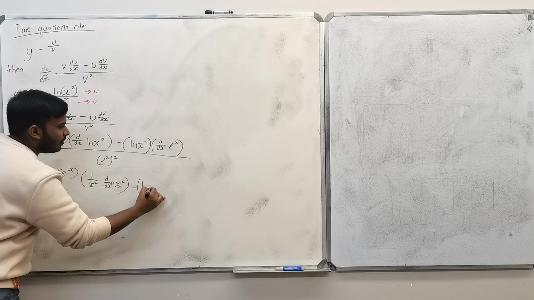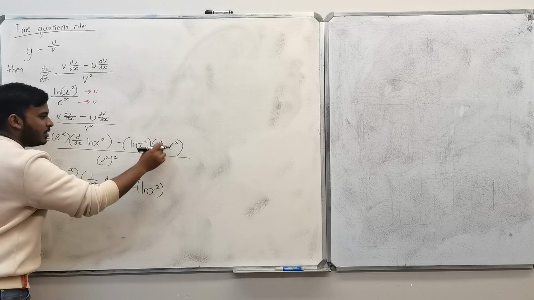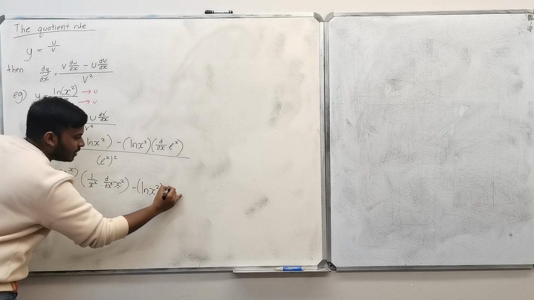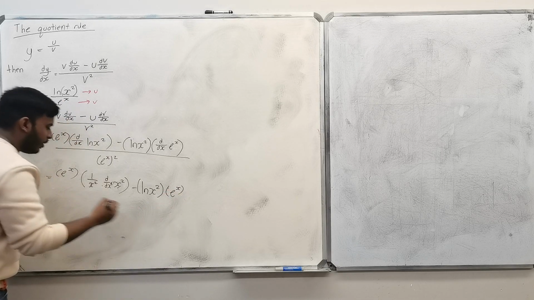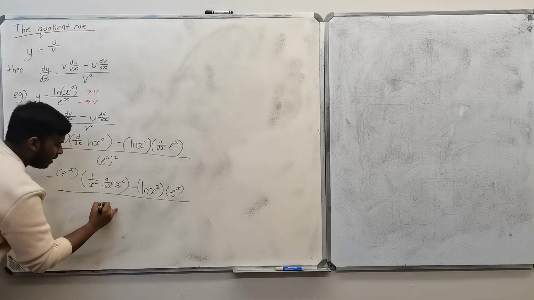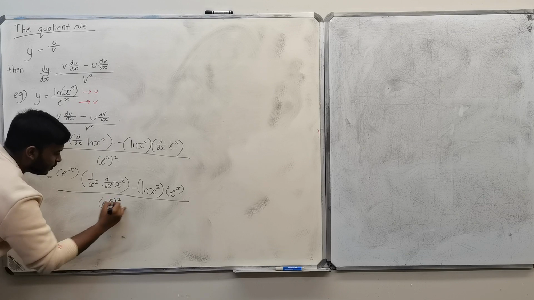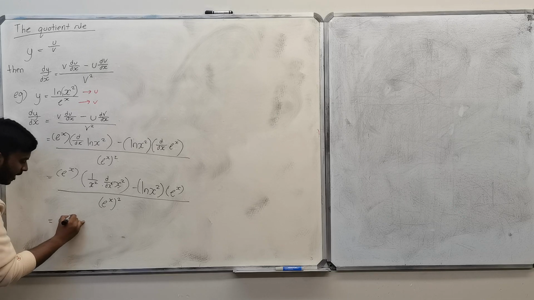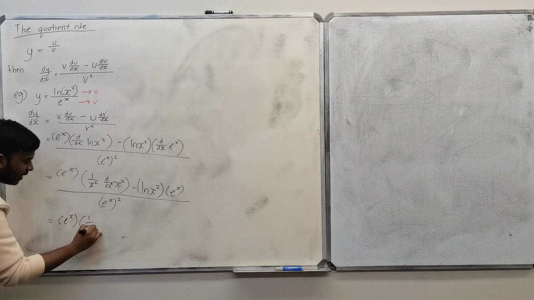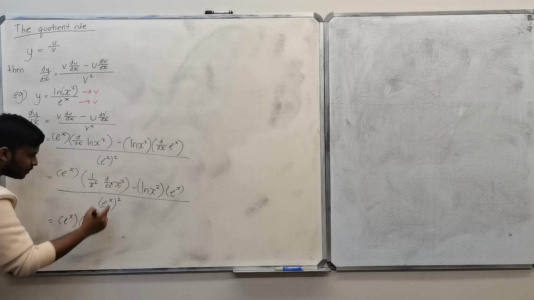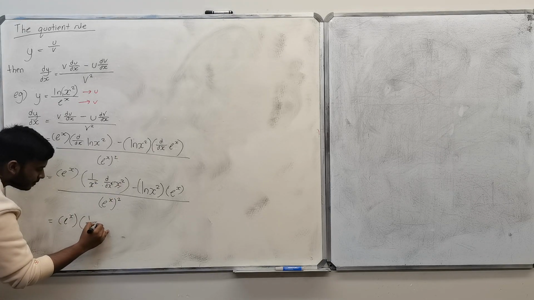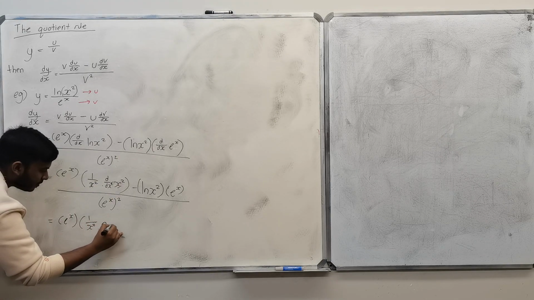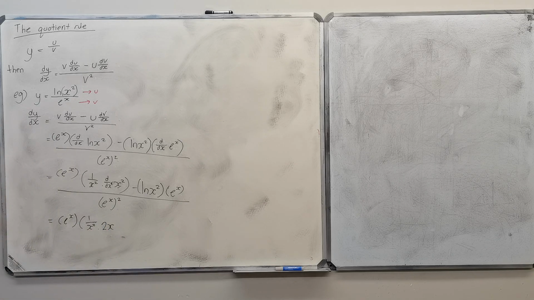Minus ln of x squared times d over dx of e to the x. You'll know that one. This is e to the x squared. So this becomes e to the x times 1 over x squared. And what's the derivative of x squared? It's 2x.